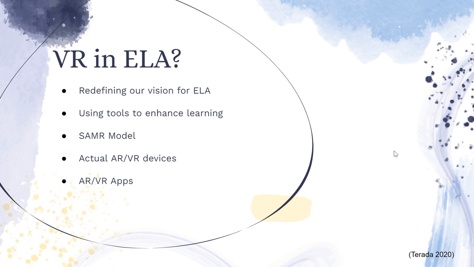In other subjects, it may seem like this technology is easily integrated. English can be more challenging, but that doesn't make it impossible. We can think about the SAMR model to help us move forward in transforming our classrooms with technology.